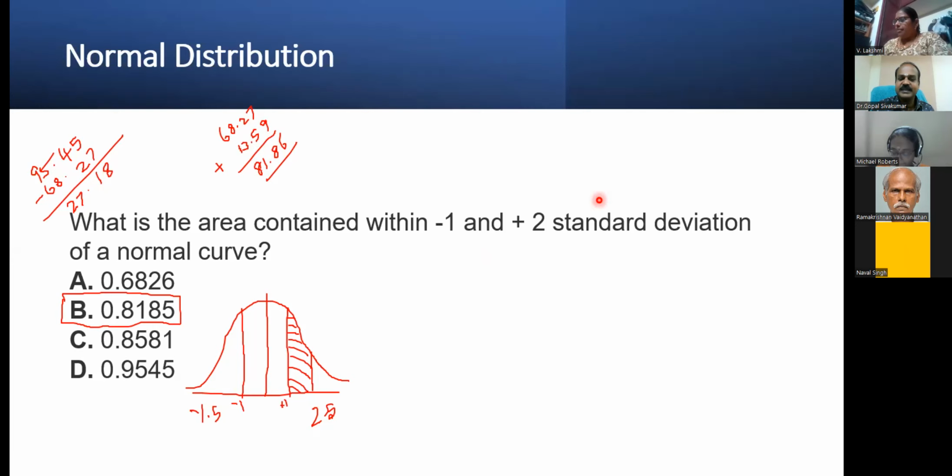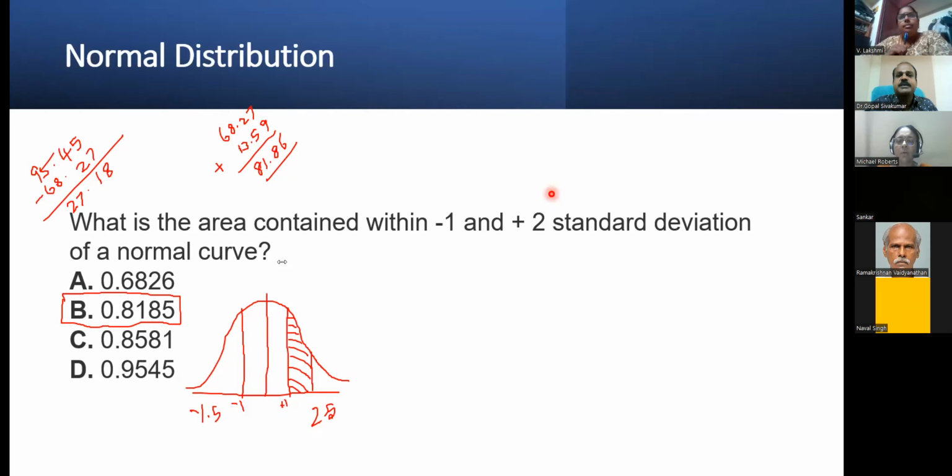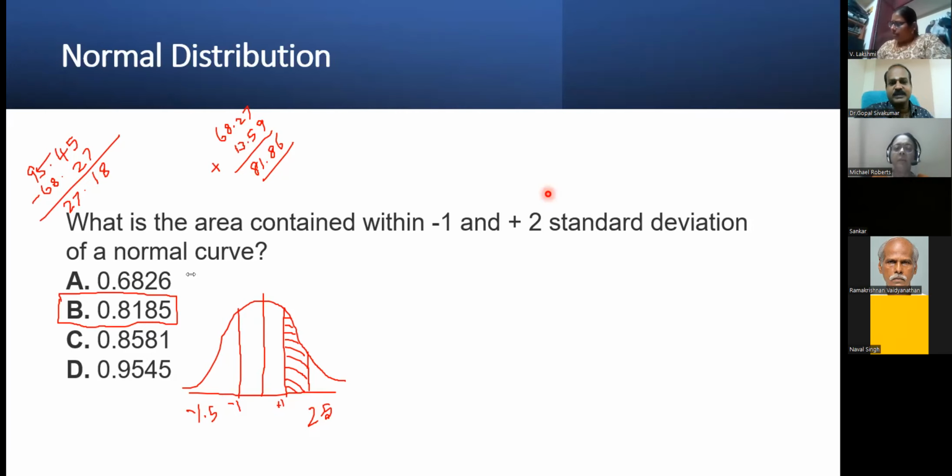+1 is here, right? +2 is here. So what is the area? Shaded area. So 95.45 divided by 4, sir. 95.45 divided by 2 will be the area between -2 and +2 standard deviation. Here we are talking about +1 and +2 only. So the whole area will be 95.45. And between 1 and just 2.